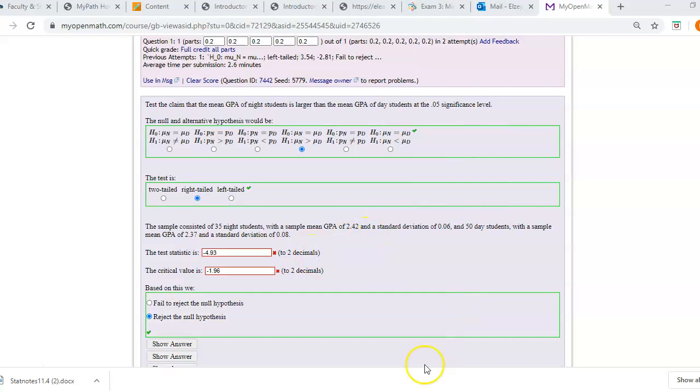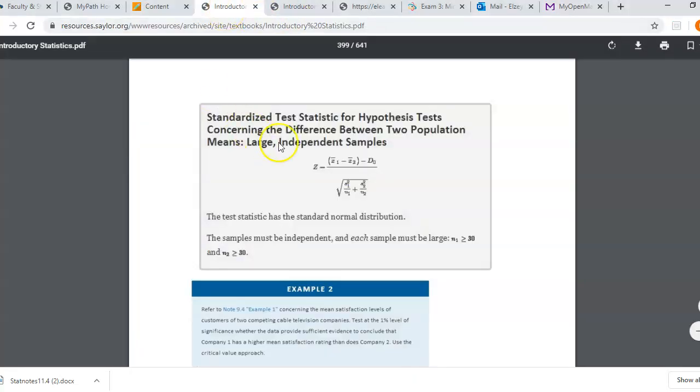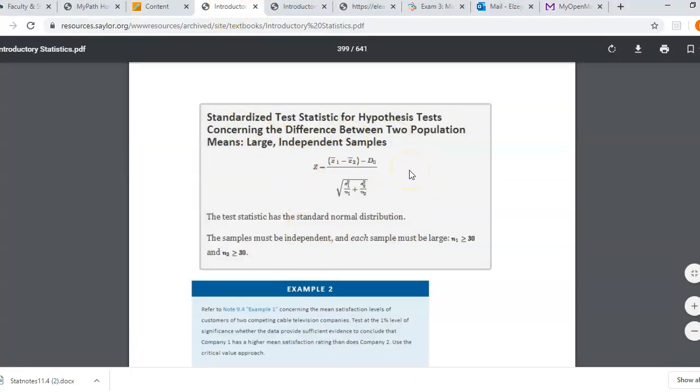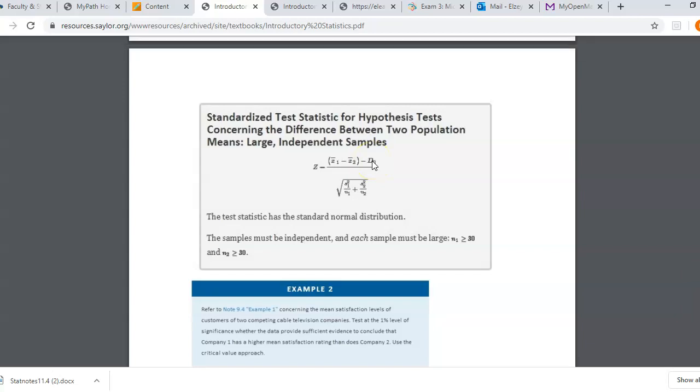I brought up in the background the formula we're going to use for two large samples. So we'll use this formula, and our D0 here will be 0, since our two means were equal to one another in the null hypothesis. What we need to do is subtract our two sample means on top, and on the bottom we'll have the square root of each of our standard deviations squared divided by their sample size.